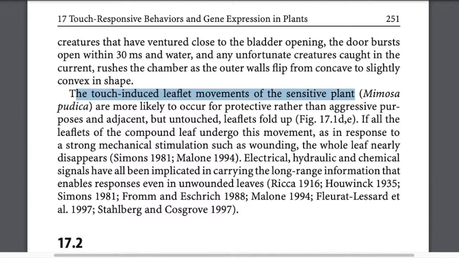Touch-induced leaf movements of the sensitive plant are more likely to occur for protective rather than aggressive purposes, and adjacent but untouched leaflets fold up. All the leaflets of the compound leaf undergo this movement in response to a strong mechanical stimulation, such as wounding. The whole leaf nearly disappears. Electrical, hydraulic, and chemical signals have all been implicated in carrying long-range information that enables responses even in unwounded leaves. Wow.